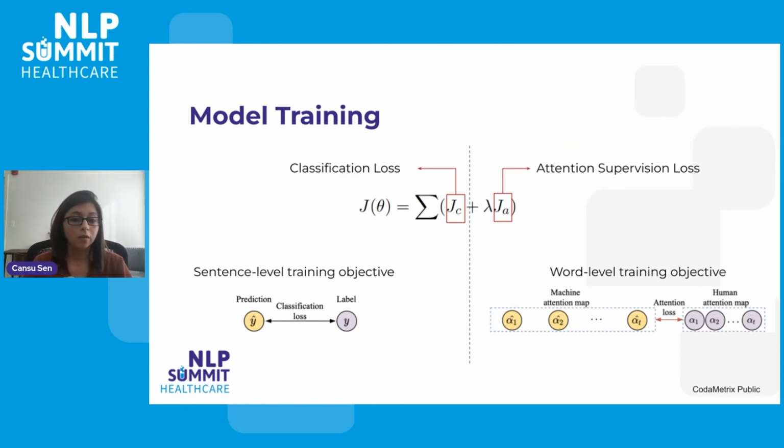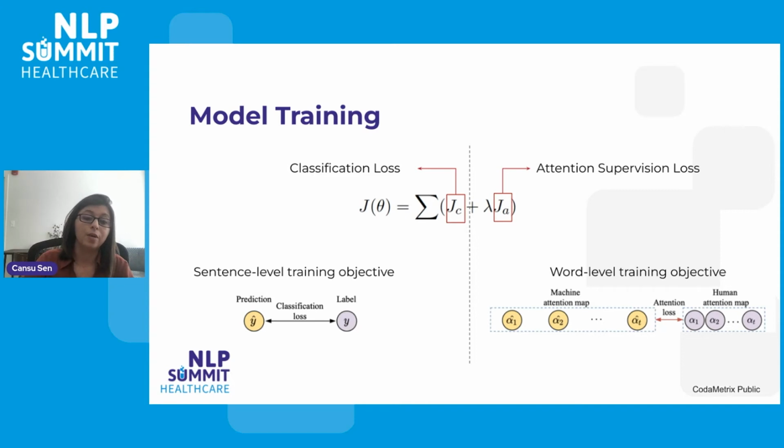So our model has ground truth labels at different granularities. The first one is we have sentence level ground truth labels, which are the ICD codes. Using the predicted ICD codes by the model and the ground truth ICD labels we're collecting in our data, we compute a classification loss. We also have some word level ground truth labels, which are the attention signals.